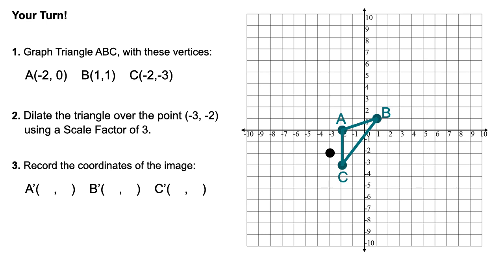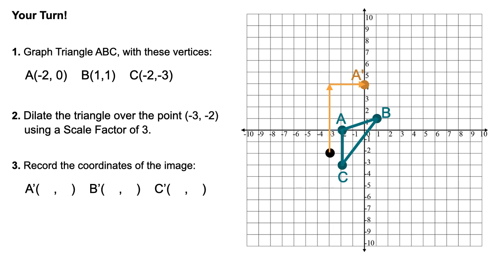So we measure from the center of dilation how far up, how far over to get to each of these vertices. Let's look at point A first. I go 2 up and 1 over. So I want to triple that distance to find the image vertex A prime. So I want to go, instead of 2 up, 1 over, multiply that by 3, 6 up, 3 over, and there's my point A prime.